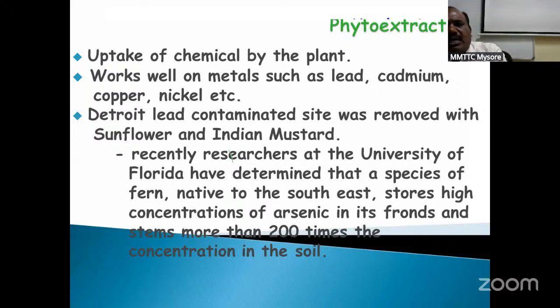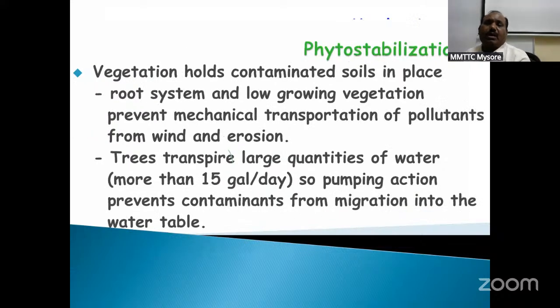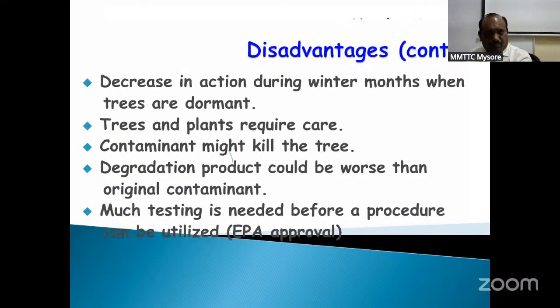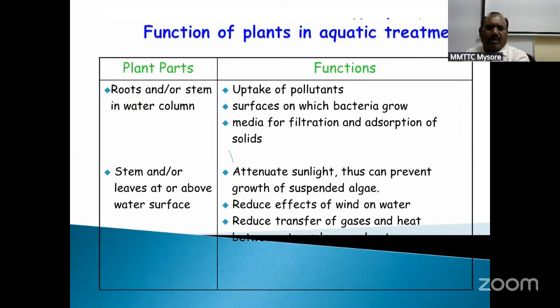In recent research, the University of Florida has determined that a species of fern, native to the southeast, strongly stores high concentrations of arsenic in the fronds and stems, more than 200 times the concentration in the soil. That means plants have more potential to absorb metal compounds and gaseous pollutants. That is my goal of this. Okay. The advantages, I'll say as the last point.